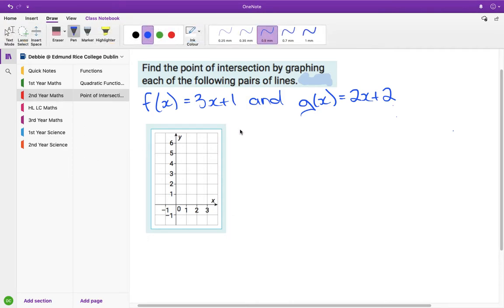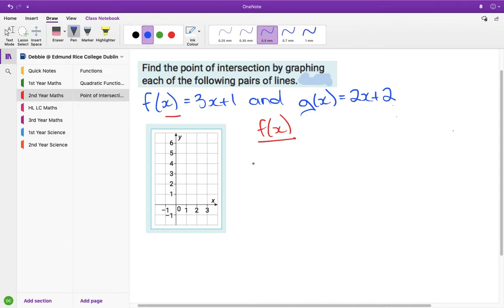So I'm just going to very quickly use my calculator, and I'm going to get my ordered pairs for the f graph. So I'm typing mode and 3, and I'm typing in 3 alpha x plus 1. I'm going to get a start point just using my graph here, a start point of minus 1. Enter. I'm going to get an end point again using my graph. My end point is going to be 3, and I'm going to go up in steps of 1.